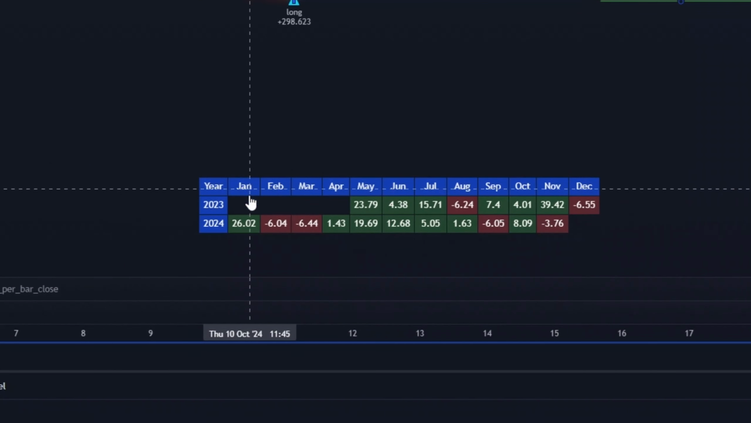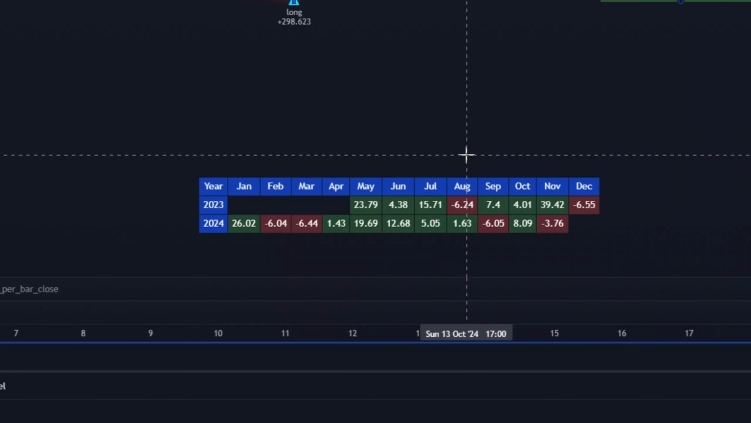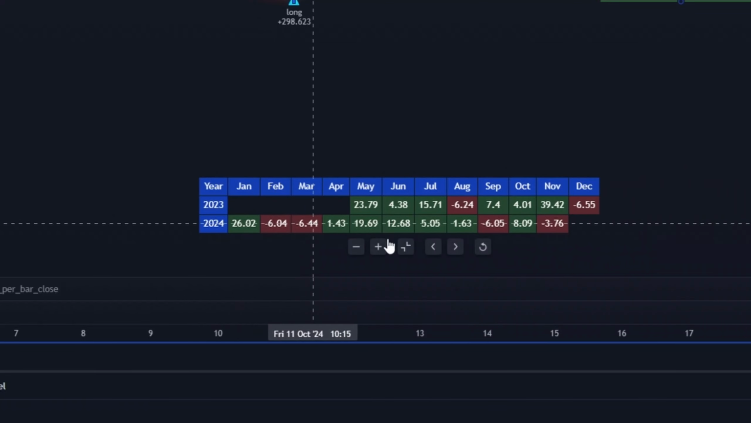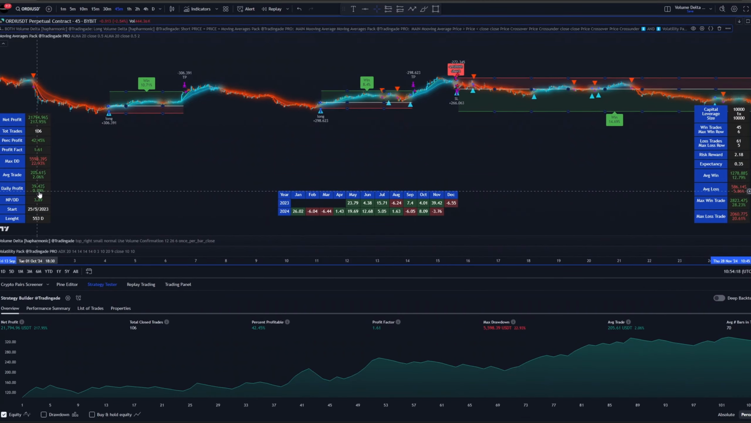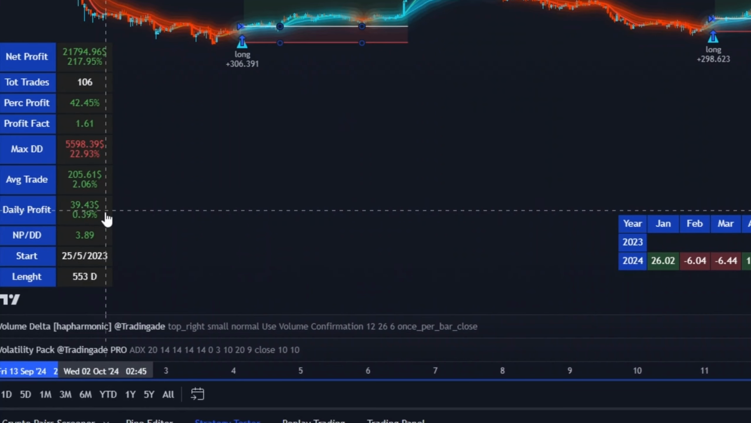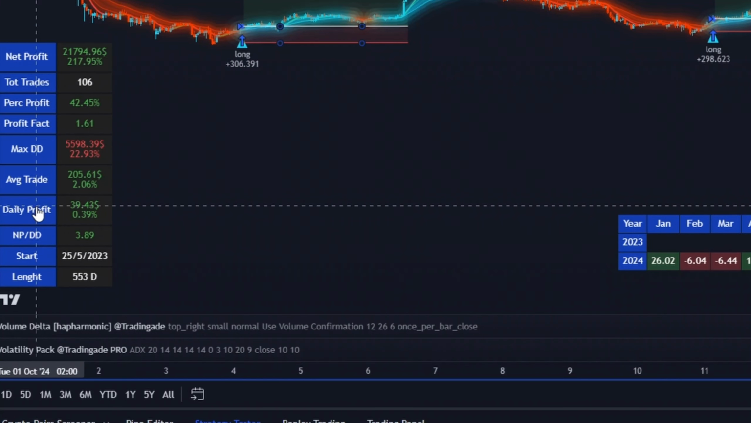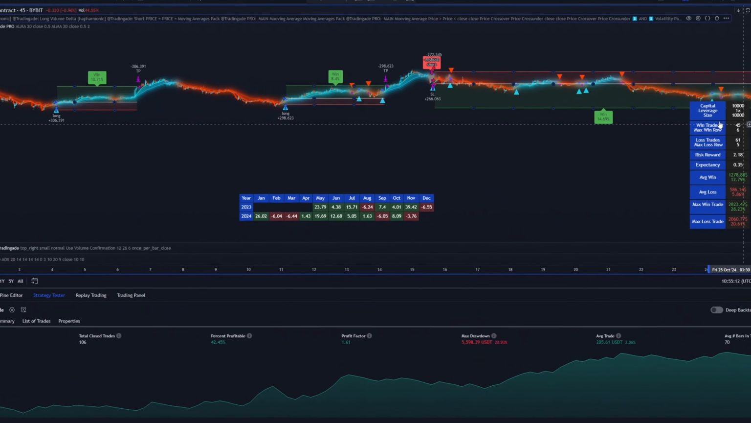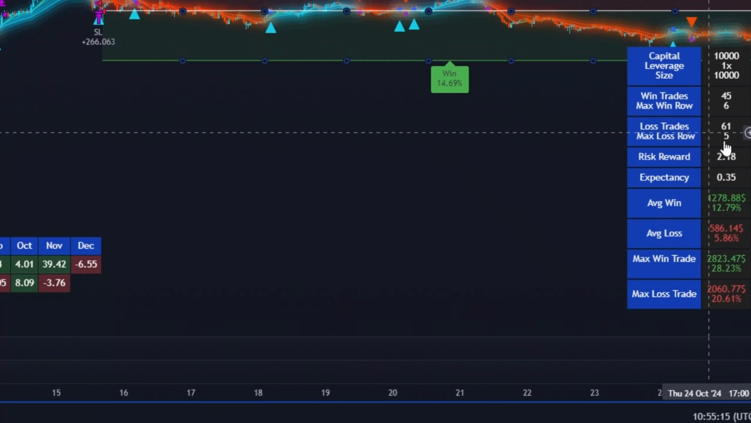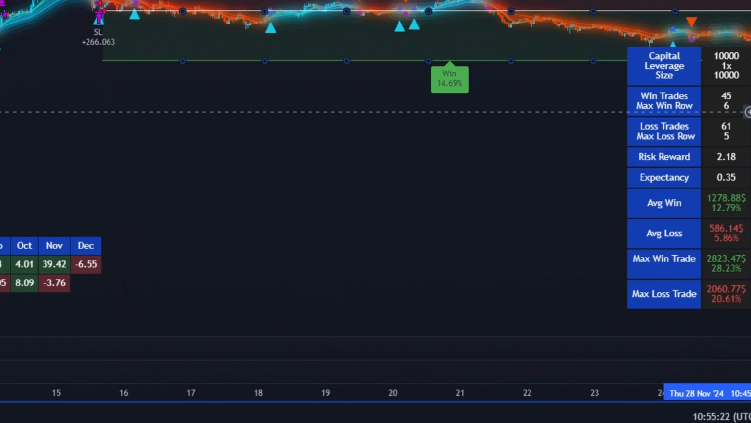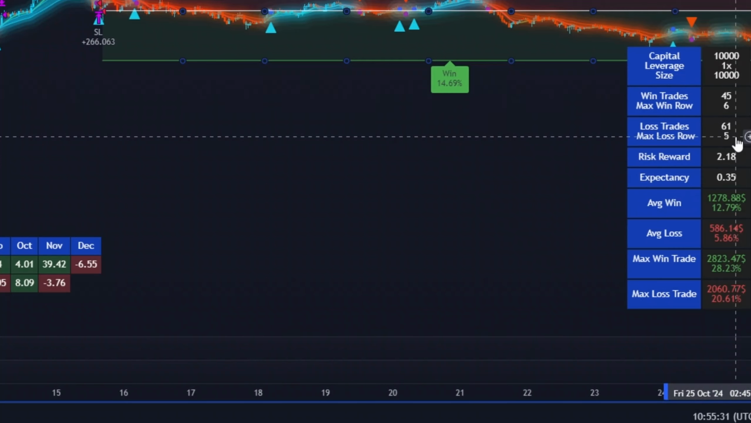As you can see from the monthly table, the majority of the months are profitable, and then we have only 6 losing months. We have a daily profit of 0.39% and a net profit/drawdown of 3.89, which isn't bad, but it's not the best that we have ever seen. Then we have max win row of 6 and max loss row of 5, considering the nature of this strategy, which is a trend following, and with this low win rate, this is a pretty balanced ratio.